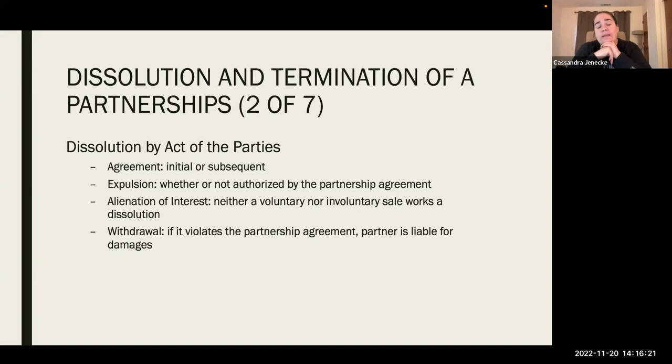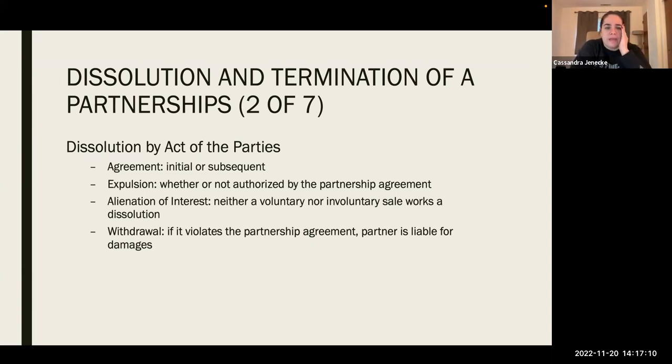Now, a couple of different ways that you can dissolve partnerships, right? This is kind of similar to when we talked about dissolving contracts, or how we get out of contracts. So you can dissolve a partnership through the active parties. You can do it by agreement. They can expel a partner if it's allowed for in their agreement. Where there is an alienation of interest, that means that the partners either refuse or cannot engage in a voluntary sale of the partnership or its property, and the court cannot order an involuntary sale, then where we are left is with an alienation of interest. And so that is another way to dissolve a partnership.